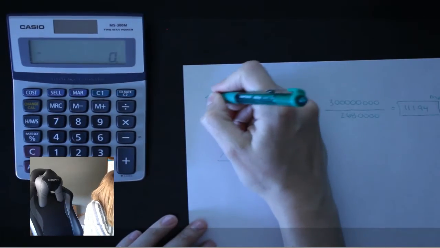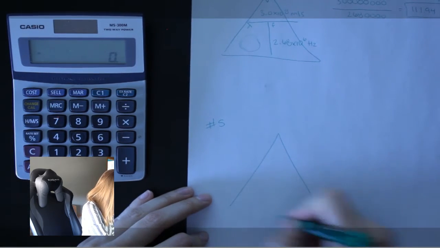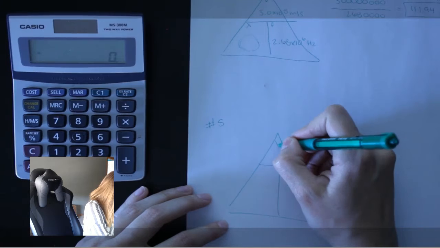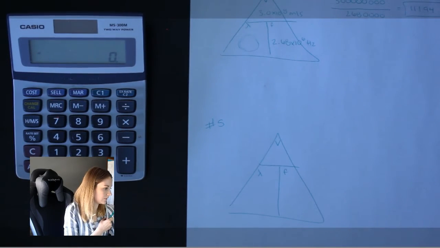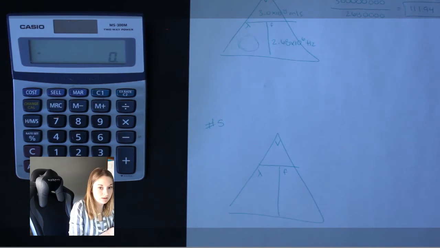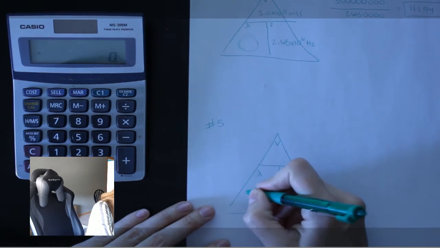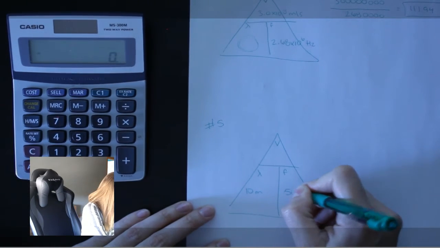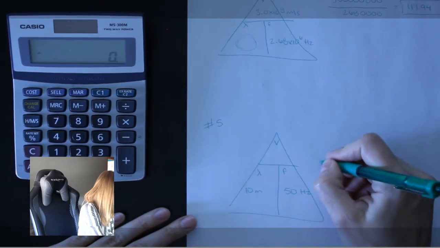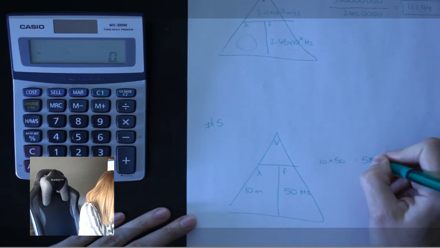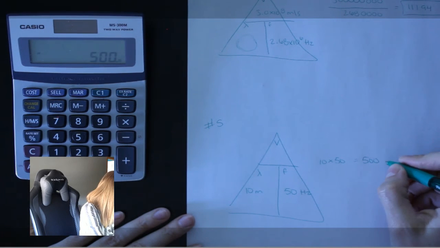so that was number 1. We'll do number 5. If I set up my triangle again, I know that I have a wavelength of 10 meters and a frequency of 50 hertz. And so all I'm going to do for this one is I'm going to be multiplying. And so that one should be pretty easy. 500, and that is going to be in meters per second. So these shouldn't be too difficult.